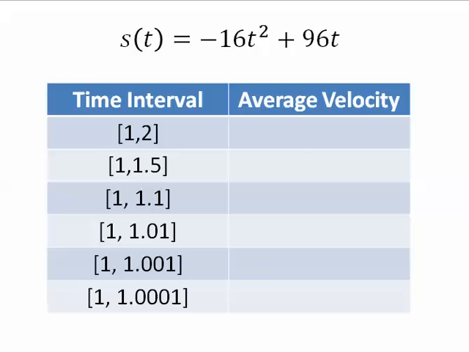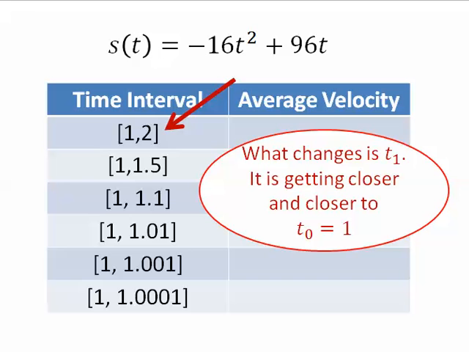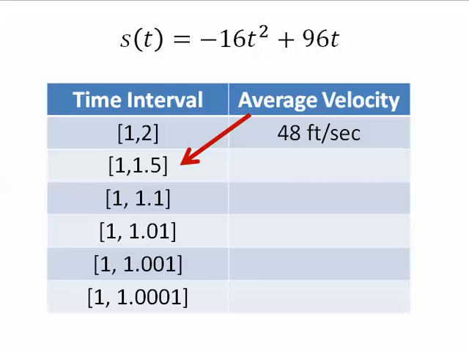Okay, suppose we'd like to fill out this table. Notice that in the table our starting time is always 1, and our finishing time is 2, and then 1.5, and then 1.1, and it is getting closer and closer to our time of 1. We already found that going from t equals 1 to t equals 2, the average velocity is 48 feet per second. So let's find it for the time interval 1 to 1.5.